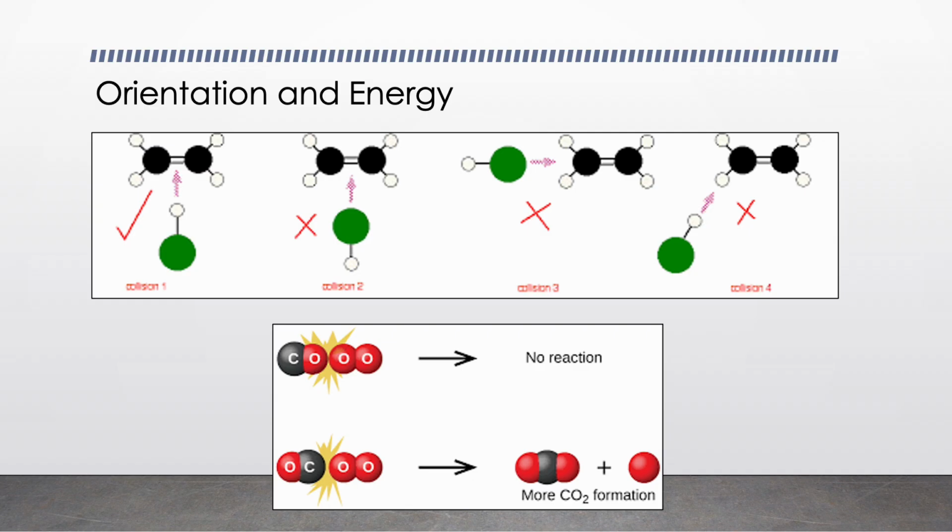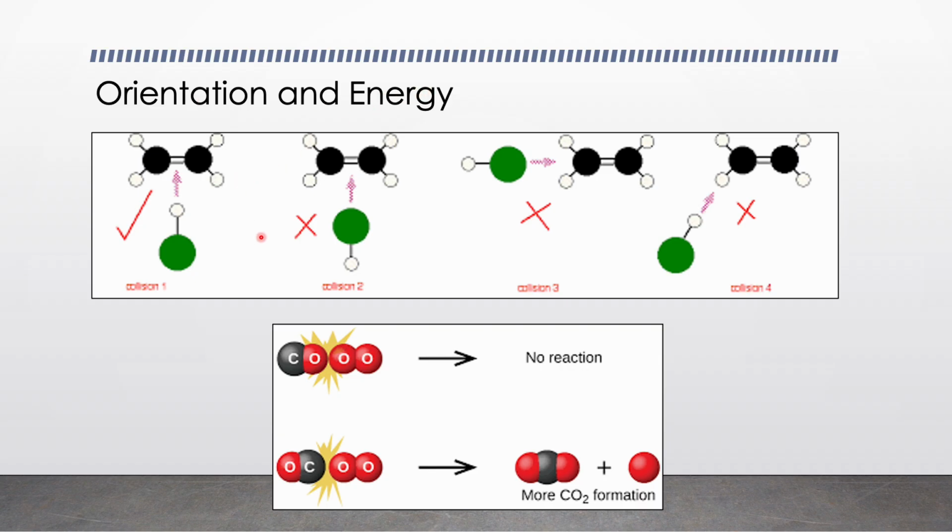For a chemical reaction to occur, the atoms have to have the correct orientation and the correct amount of energy in order for something to take place. Chemical reactions don't just mean that different compounds or elements get thrown together and then something happens. They have to have the correct orientation and energy.